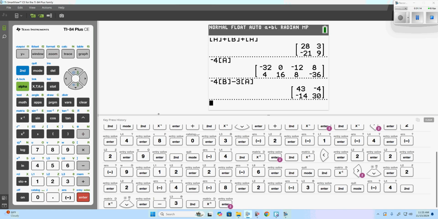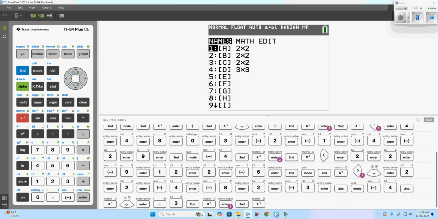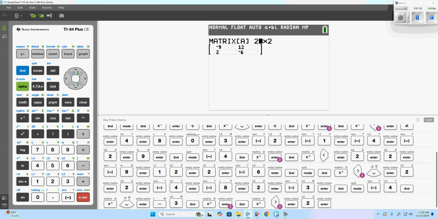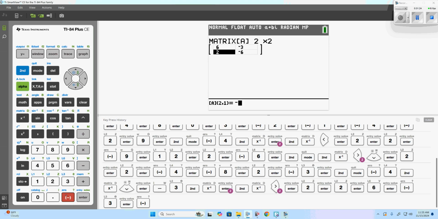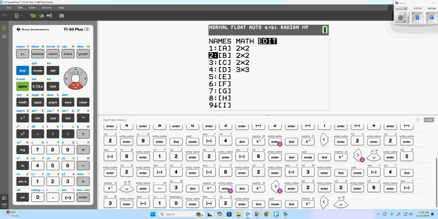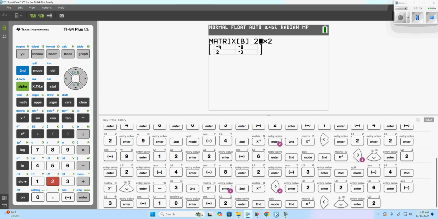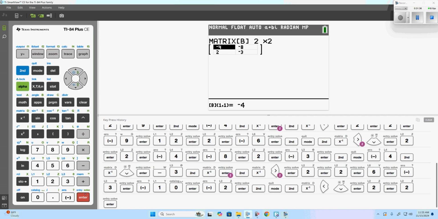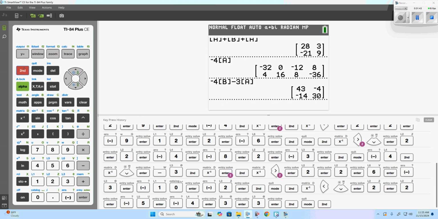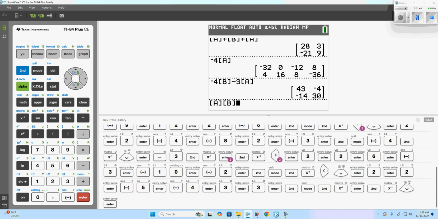If we type this in, the first thing we have to type in is A. So second matrix, over to edit for A. It's a 2 by 2, so 6, negative 3, negative 10, negative 2. Second matrix, over to edit for B, 2 by 2, negative 5, negative 4, 3, 3. Now to multiply, we can call second matrix A, second matrix B.